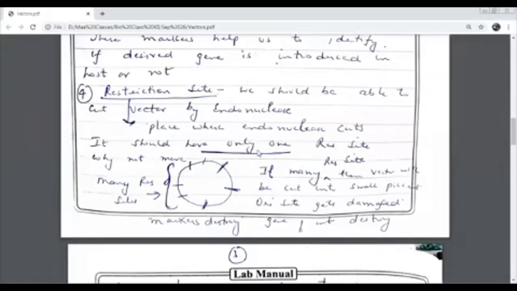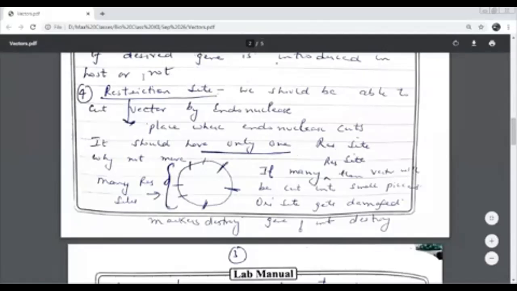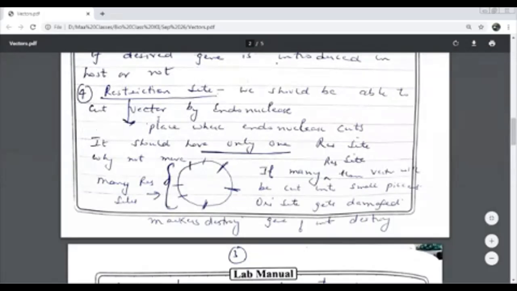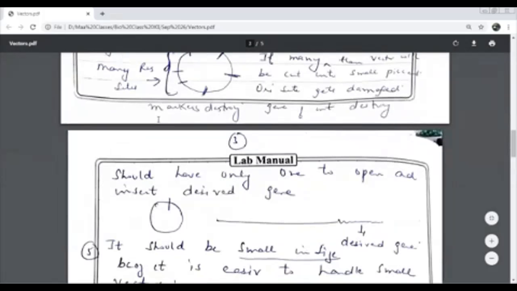Now I'll be taking up an example, the first artificial cloning vector that we made. We have 8 restriction sites in it. I'll be coming to it very soon. So have you understood the fourth thing? Restriction site means the place where endonuclease cuts. Each vector should have one restriction site so that your endonuclease is able to cut the vector. So this is the fourth thing which every vector should have.